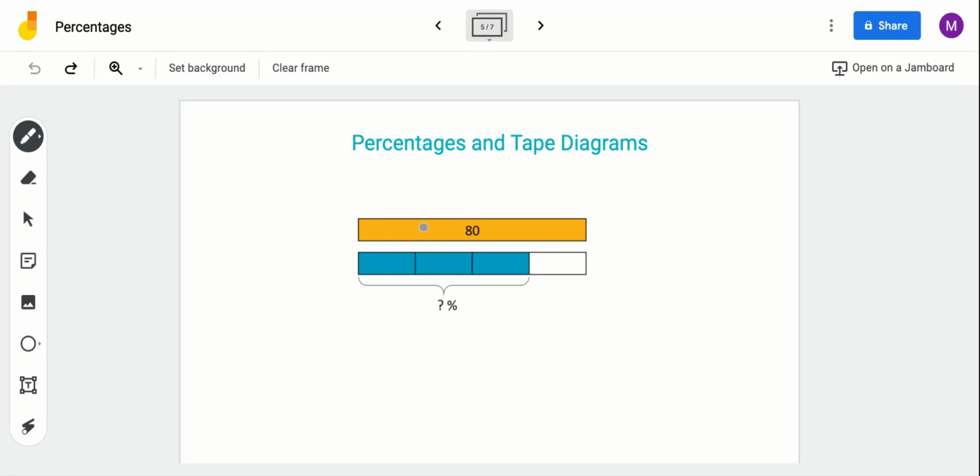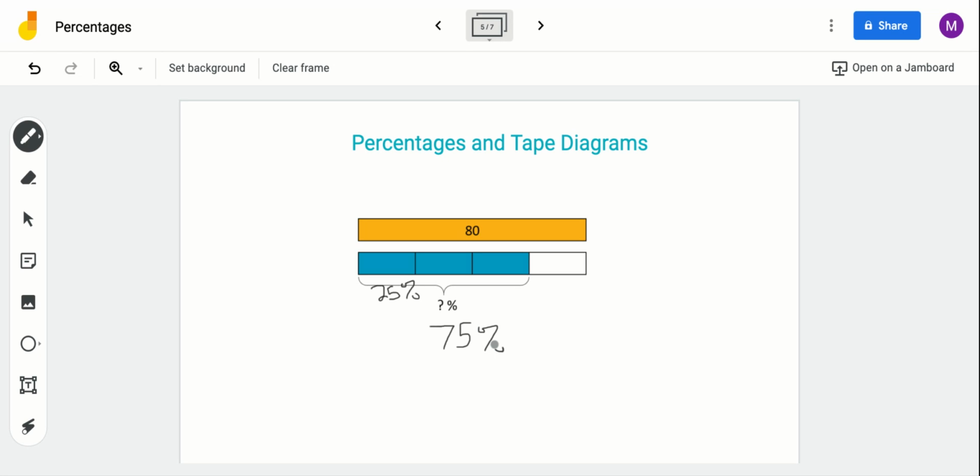And so in this example, the whole entire bar is worth 80, and we want to know what percent this is. And so 80 is our whole, so this entire thing is worth 100%, but it's broken into four pieces, 1, 2, 3, 4. So 100 broken into four pieces, 100 divided by 4, that equals 25%. So each of these is 25%. And so this is 25, 50, 75. So the part that's shaded in here is 75%.